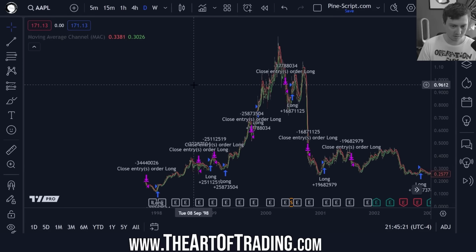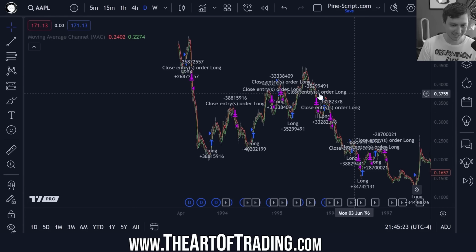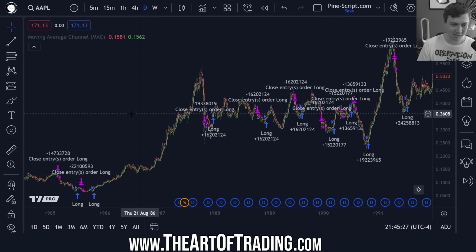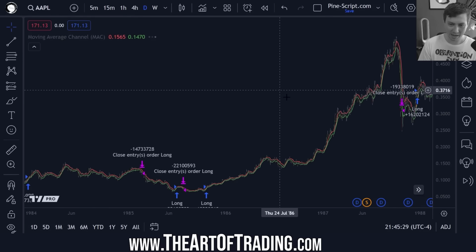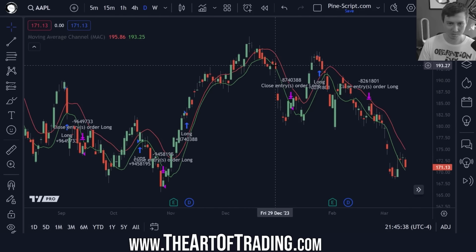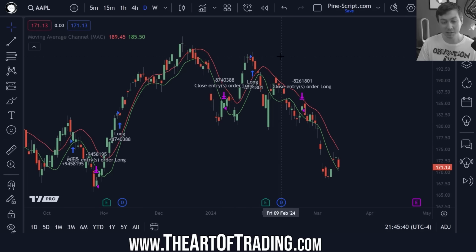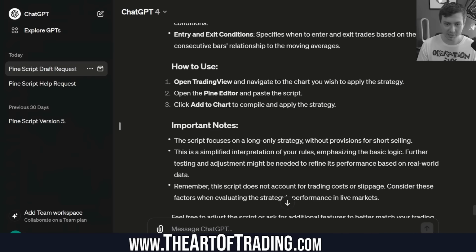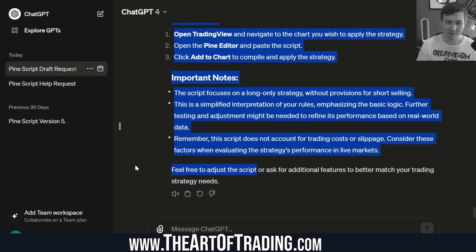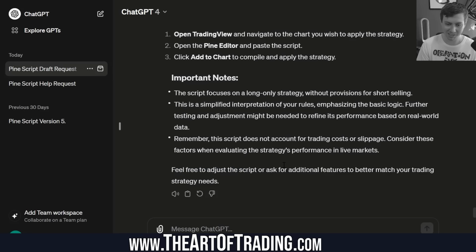So this is data mining at this stage. This system would not perform this well on most markets. It just so happens to have performed really well on Apple because it's bought a lot of these monster rallies and stayed in them for a very long time. That's not going to work on most markets, but very interesting. It worked. That's the takeaway. ChatGPT did successfully write this script. Feel free to adjust the script. Oh, that's very kind of it. It gives us permission to adjust its script or ask for additional features.